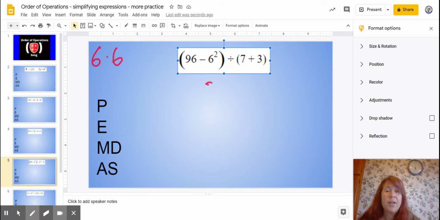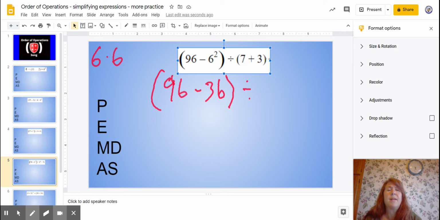Well, that turns out to be 36, and I have 96 minus 36 then in my parentheses. And I'm going to divide that by, what is 7 plus 3? I know that is 10. I don't need my calculator to check that out. Well, we're still working on our parentheses, so we got to continue with that problem.